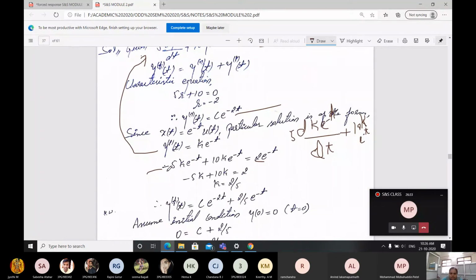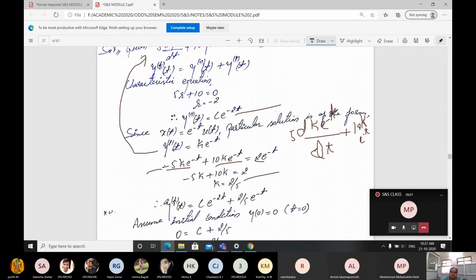Then from these terms, e raised to minus t is common, and again here is also e raised to minus t, so that will cancel off. Then what is the remaining part? Minus 5k plus 10k is equal to 2. Then the k value comes out as 2 by 5.